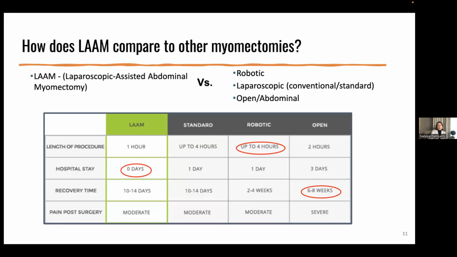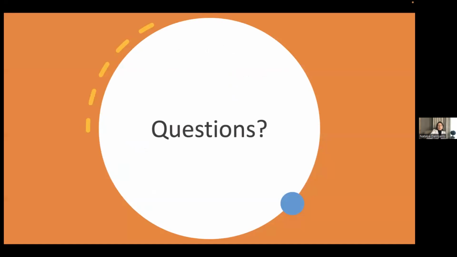All right, so this is just, again, a recap comparing the LAM to other myomectomy type procedures. And again, as I mentioned before, robotic is the one that takes the longest. Of course, the open procedure is going to have the longest recovery. And the pain is going to be more, the bigger the incision. So any questions? I think I'm done. I didn't want to go too much into detail, but as these questions come up, I will definitely be happy to explain more.